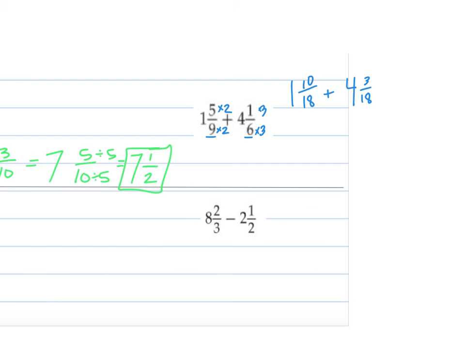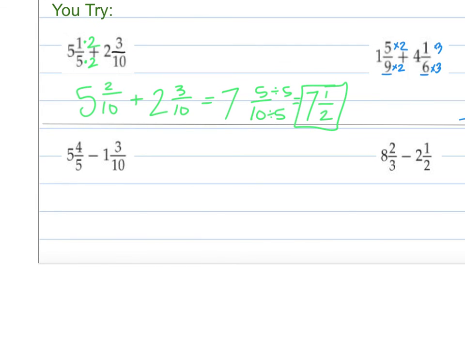Add the fractions together. 10/18 plus 3/18. Add the numerators together. So 10 plus 3 is 13. Keep the denominator the same. And add the whole numbers. 1 plus 4 is 5. You can't simplify that at all, so that would be our final answer.